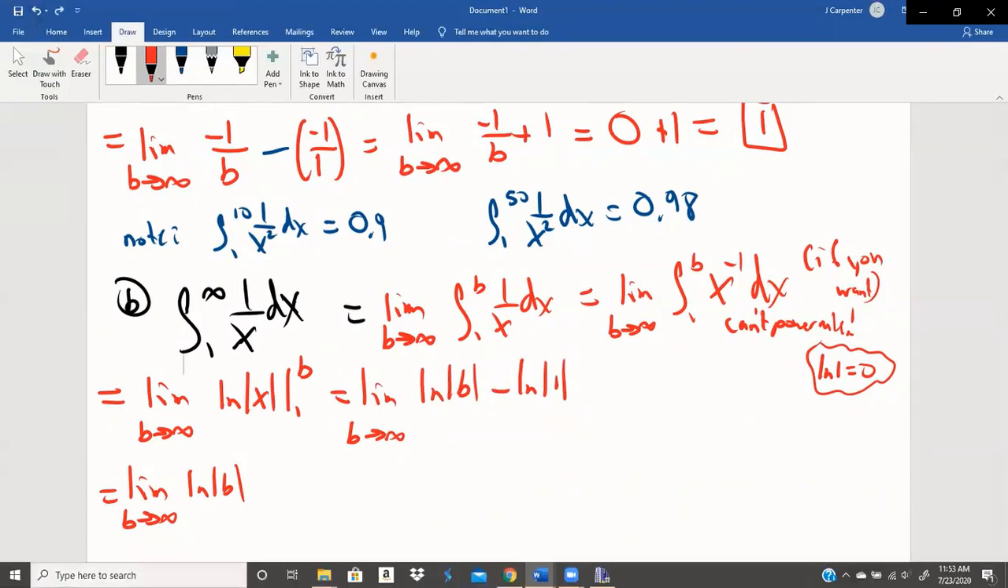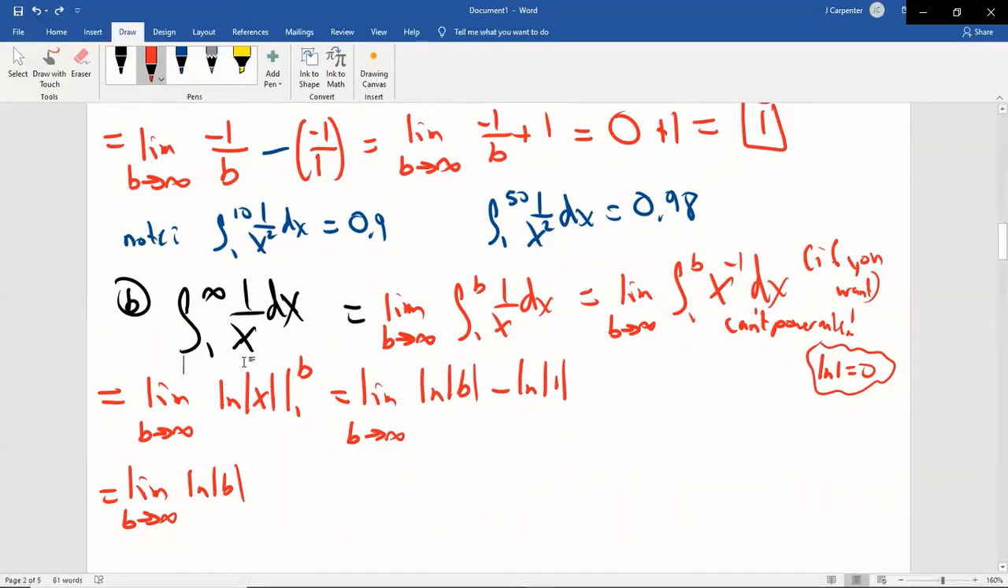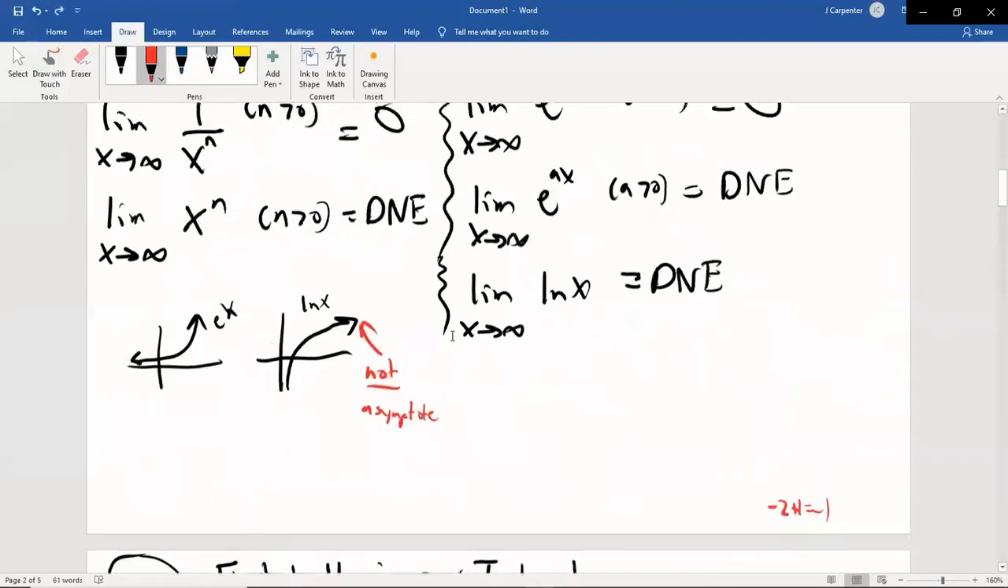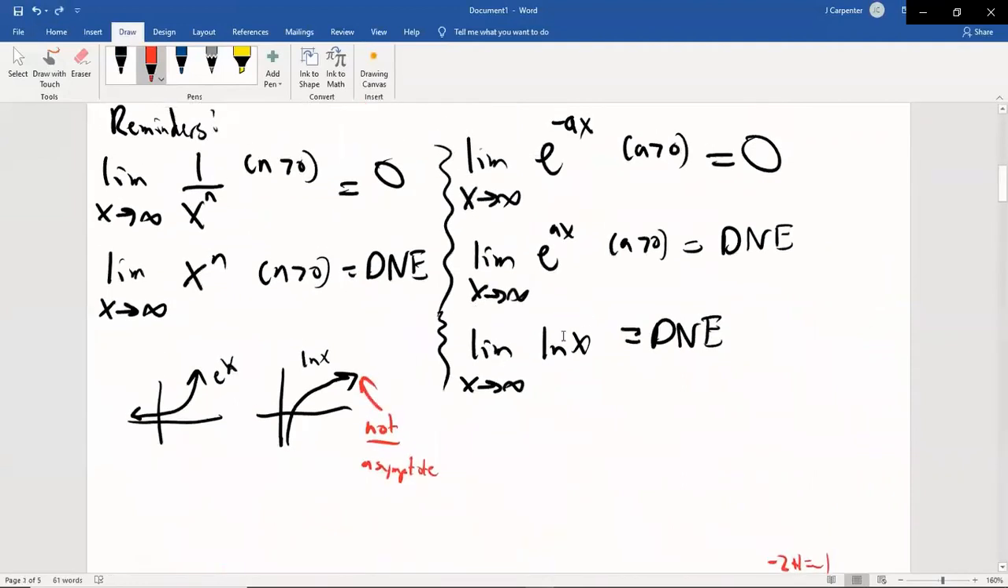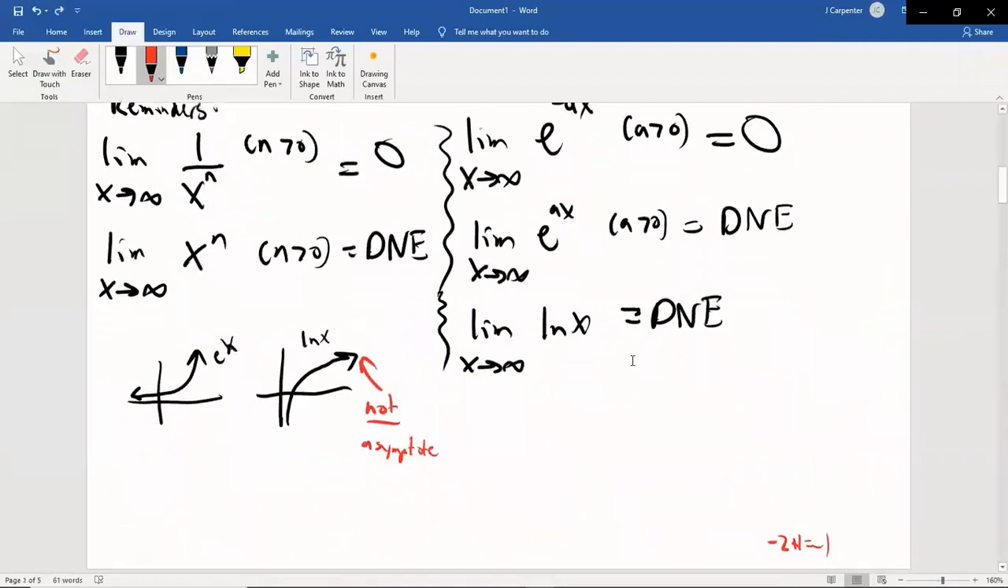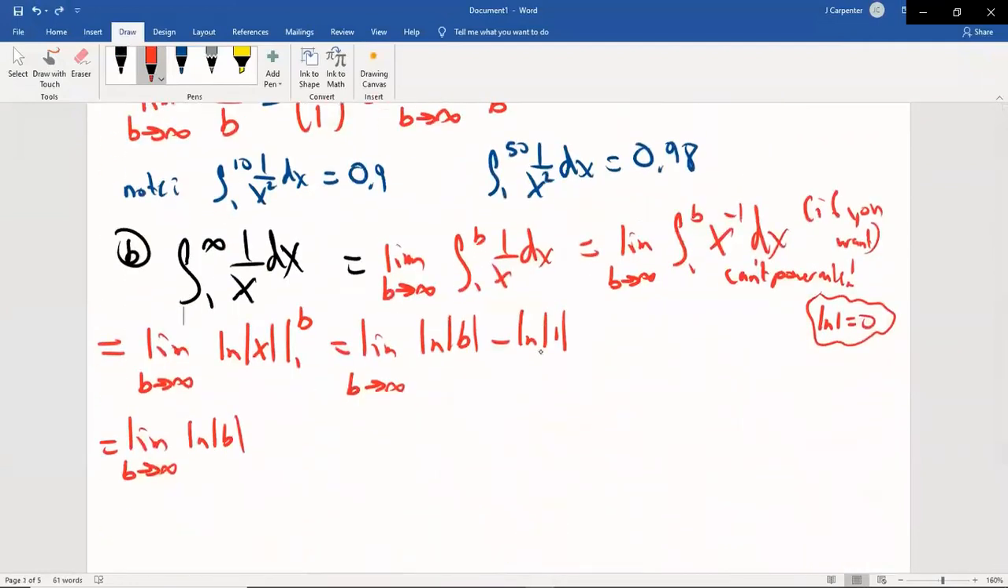Well, let's think about actually plugging in our b now. If we go to infinity, if we plug it in here, what happens? You've got to think about what the natural log graph does over time if you haven't just memorized it. The natural log graph grows, but slowly, but it still grows forever and ever. We said earlier, the limit of a natural log, as x goes to infinity, does not exist. So this does not exist. It is not a finite area.